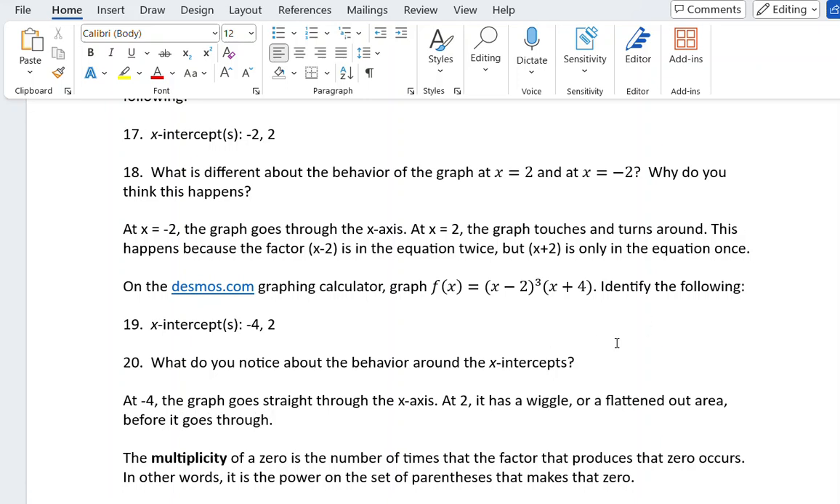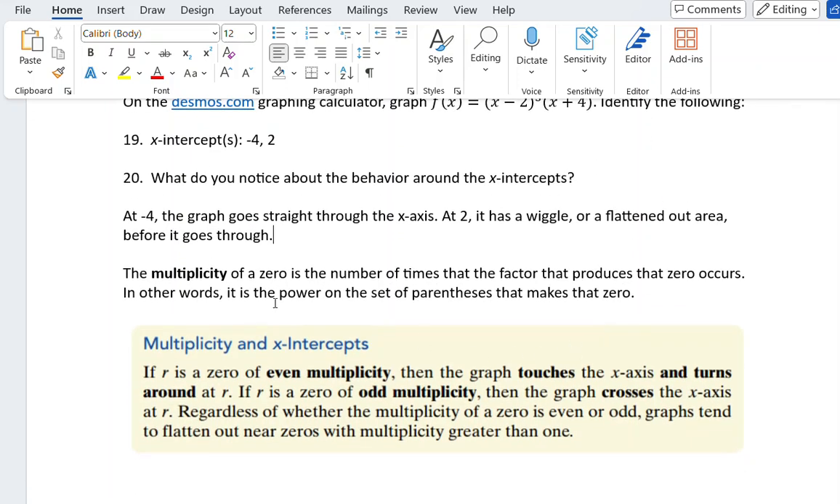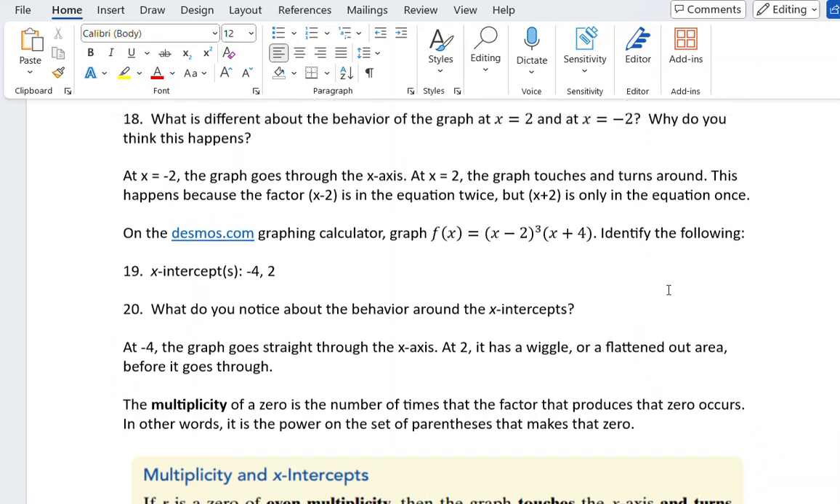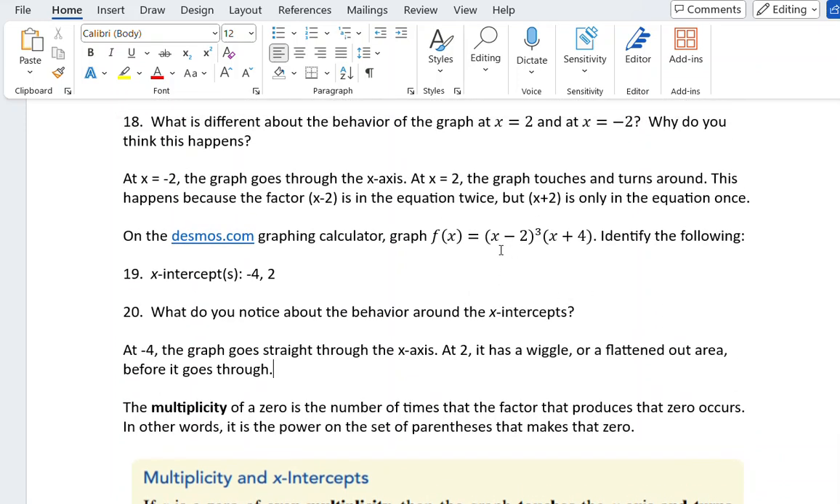So this brings us to the idea of multiplicity. The multiplicity of a 0 is the number of times that the factor that produces that 0 occurs. So looking at these examples, here my 0 at 2 has a multiplicity of 3, and my 0 at -4 has a multiplicity of 1. If there is no power on the set of parentheses, then it's an automatic 1.